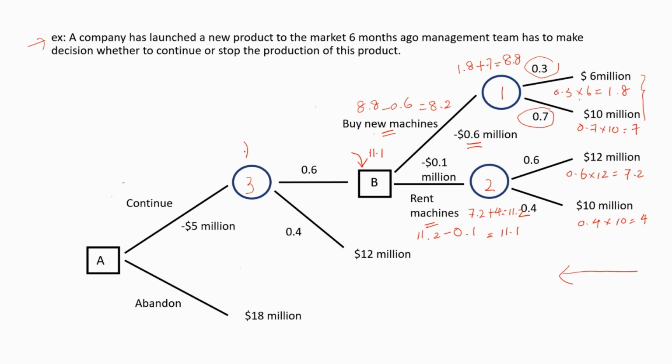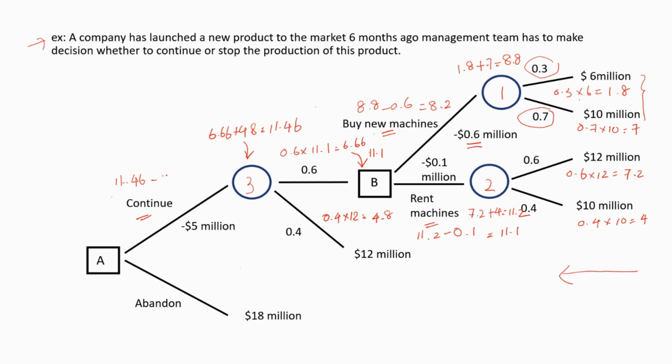Now for the outcome point 3, we have to calculate the expected values. So 0.6 multiplied by 11.1. 11.1 is the expected value of the decision we selected. This equals 6.66. For this outcome, 0.4 multiplied by 12, 4.8. So the expected value for outcome point 3 is 6.66 plus 4.8, 11.46.